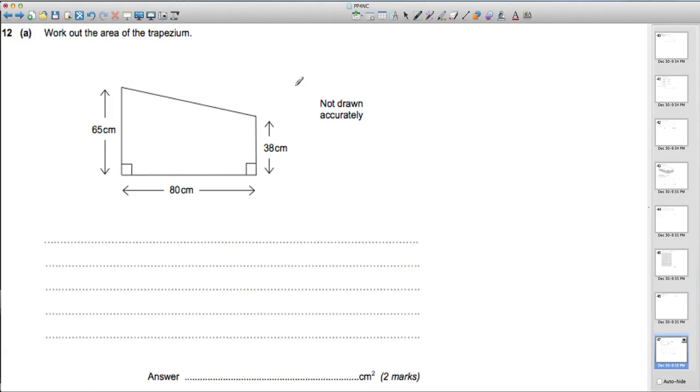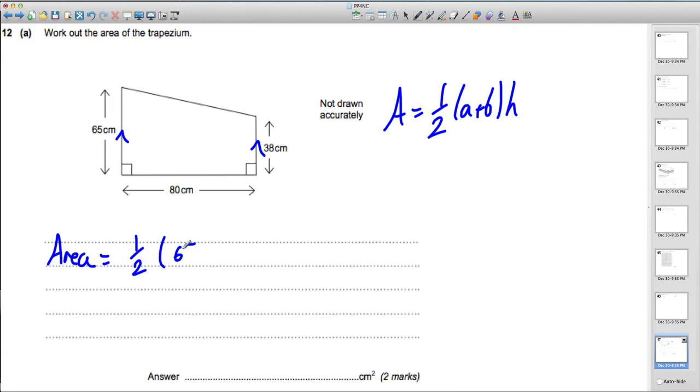Work out the area of this trapezium. Well, this is given in your formula booklet. The area of a trapezium is equal to half a plus b multiplied by h. So the area here must be a half, 65 plus 38 multiplied by 80. So 65 plus 38 times a half times 80. That would be equal to 4120 centimetres squared.